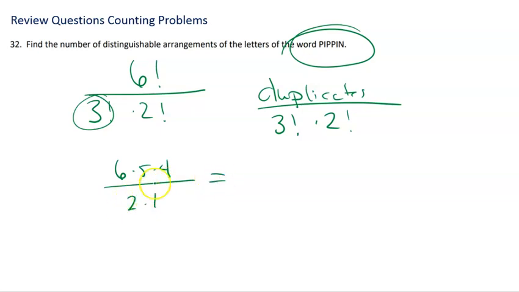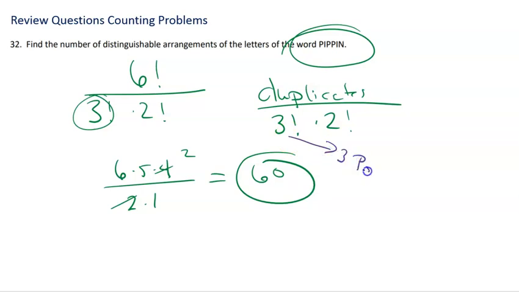You could say this 2 goes in this 4 2 times, if you want to. 6 times 5 is 30, times 2 is 60. So there are 60 possibilities of arranging the letters in Pippin where it's distinguishable, because you can't tell one I from the other I or one P from the other P. So that's why we have to divide by the 3 factorial and the 2 factorial. Again, 3 represents the P's, because there are 3 P's, and the 2 represents the I's, because there are 2 I's.